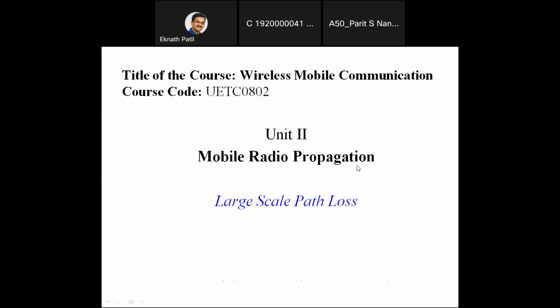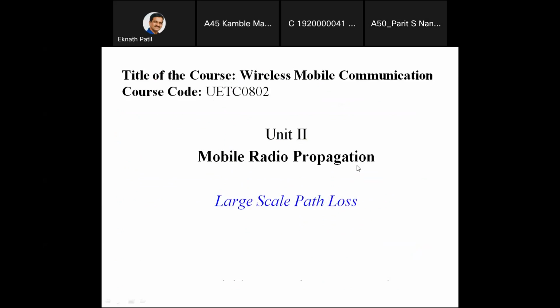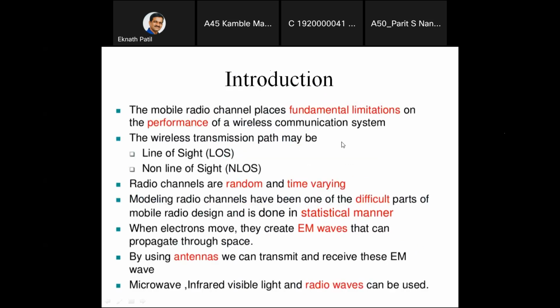large scale path loss is the first part, and small scale path loss is the second part. Modeling of these particular path losses is the basic thing behind the researchers and scientists. Path loss between the transmitter and receiver, how it can be modeled or mathematically represented, that part they did in this section.